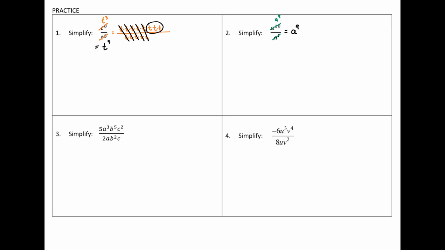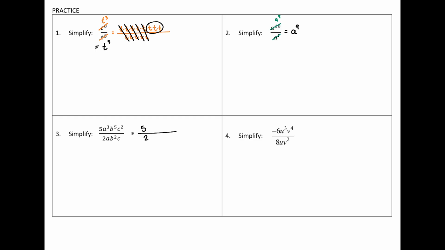Okay, number 3. I'm going to do one at a time. So starting with the 5 and the 2, I can't do anything. So I am going to leave them as 5 on the top, 2 on the bottom. That fraction line might be way too big. I don't care.